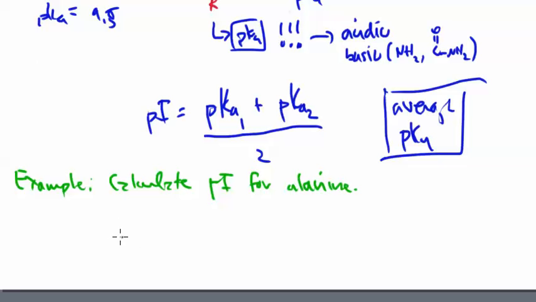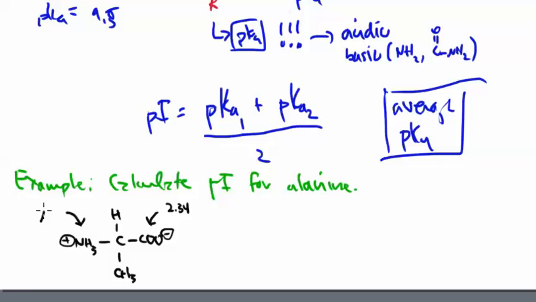Okay, so alanine is a carbon that has a carboxylic acid, and it has this NH3, this protonated amine, and a hydrogen, and a CH3 group. All right. So this COOH group has a pKa of 2.34. That came straight from the chart. Now, if I look on that same chart and find the pKa for the NH3 group, this is 9.69.